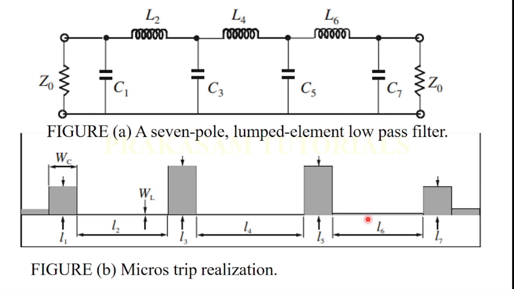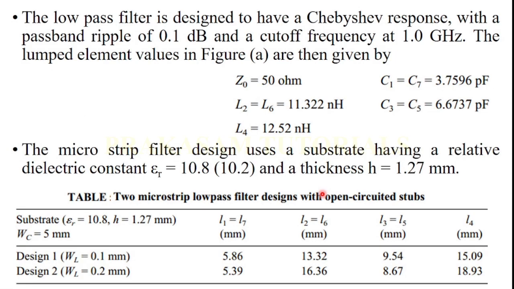The low pass filter is designed to have a Chebyshev response with a passband ripple of 0.1 decibel and a cutoff frequency at 1 GHz. The lumped elements are C1, C3, C5, C7, L2, L4, L6. The lumped element values are given in this figure, the lumped elements of figure A.